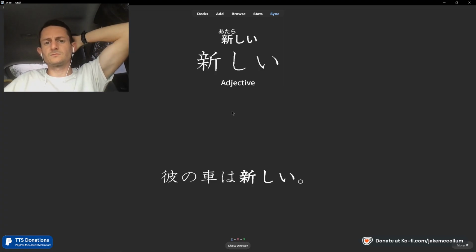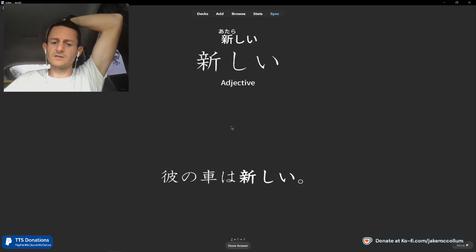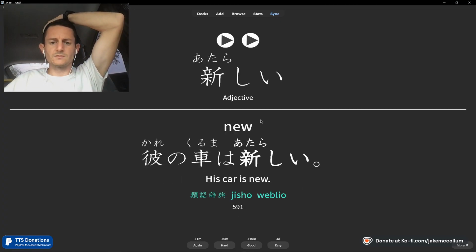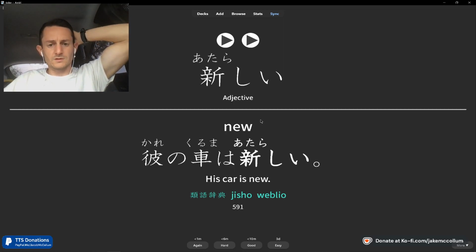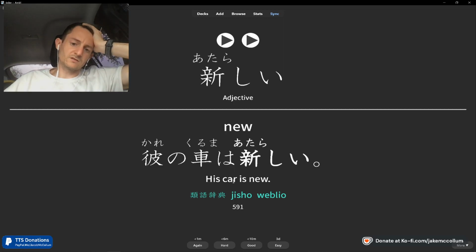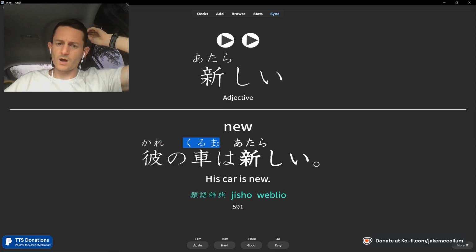Atarashi. Atarashi. 新しい。彼の車は新しい。 I did not know that one. His car is new. Kare no kuruma wa atarashi. His car is new. That's a good one to learn. So, atarashi.